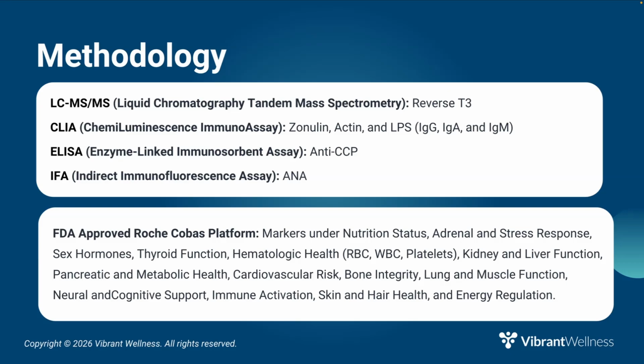For anti-CCP, Vibrant uses the ELISA methodology. That stands for enzyme-linked immunosorbent assay. The testing method for ANA is an indirect immunofluorescent assay, or IFA, manufactured by Euroimmun and performed on the FDA-approved EUROPattern system. Finally, for all other markers, Vibrant uses the FDA-approved Roche Cobas platform.